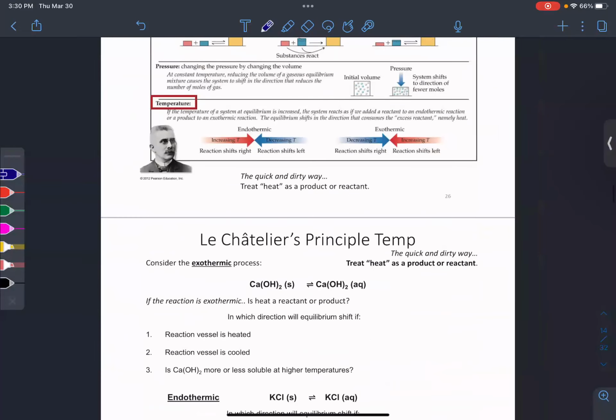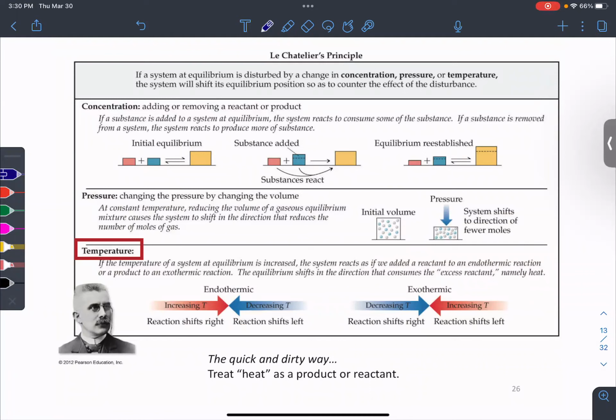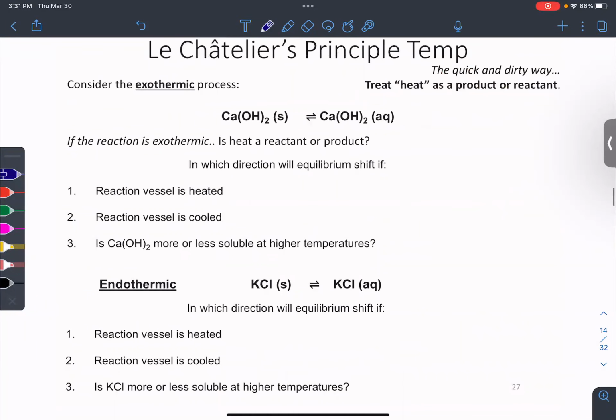All right, so let's look at the last one here, Le Chatelier's principle. Disrupting equilibrium, then we'll do our demo, is temperature. All right, Le Chatelier's principle and temperature.